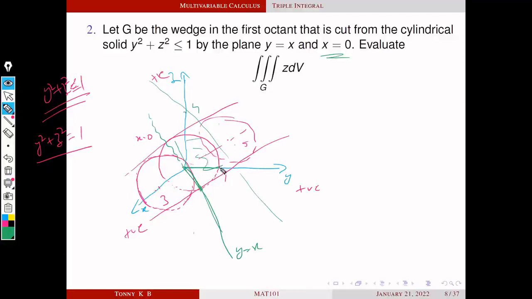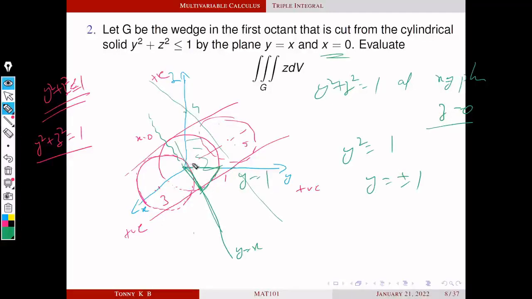Now we have to find this intersection. What is the intersection of this cylinder with the xy plane? To identify this boundary, we take the intersection of the cylinder y square plus z square equal to 1 together with the xy plane. The xy plane means z equal to 0. If you substitute z equal to 0, this becomes y square equal to 1, so y is equal to plus or minus 1. So one straight line is y is equal to 1, and we have one more straight line on the xy plane at this end, that is y is equal to minus 1.